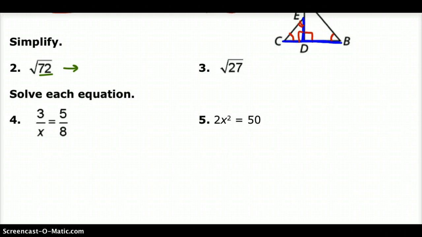And so I might write this now instead. I know that 36 times 2 is actually 72. And I know that 36 is that perfect square number. So I can actually simplify this to 6 radical 2. And that is now my final answer.